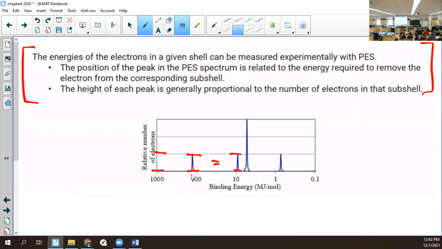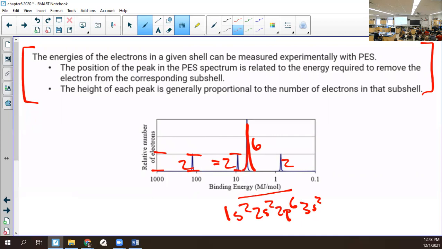All right, then this one happens to be 3 times taller. Well, what's 3 times 2? I think it's 6. So we have 2, 2, 6, and 2. That's a pattern. 1s2, 2s2, 2p6, 3s2. This is element number 12. This is element, I don't know what that is. Mg.